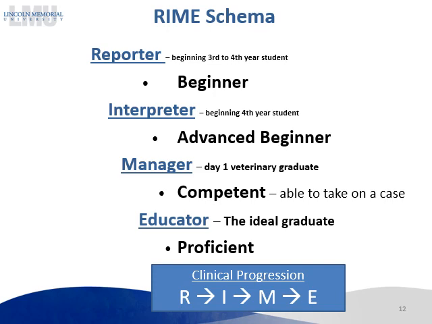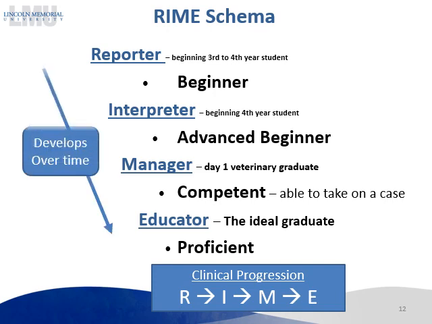So we're going to look at this a little bit differently on this slide. The student progresses from reporter, interpreter, manager, educator throughout their clinical year. Depending on the subject, the student might be at different levels for a particular subject. It's a continuum. The journey from reporter to educator is ongoing throughout the clinical year and continues after graduation.